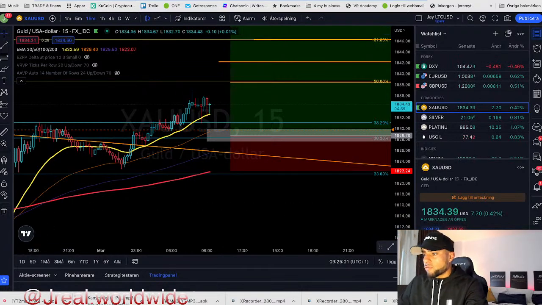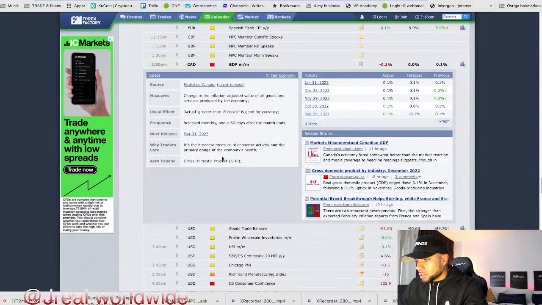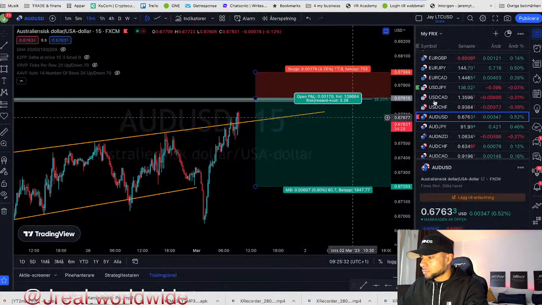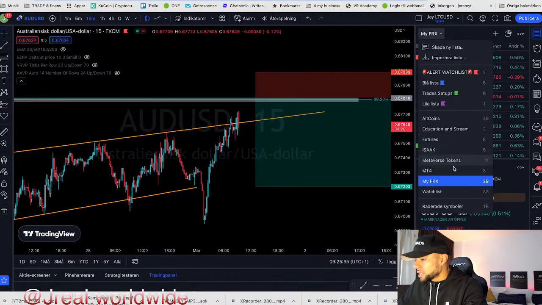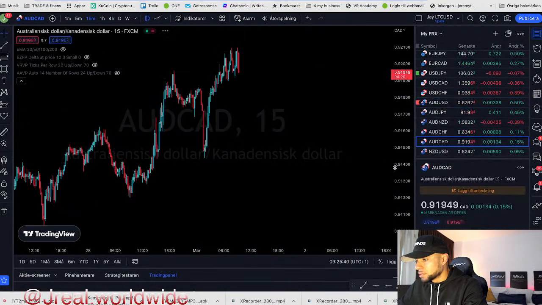AUD CAD. All right, let's look at the fundamentals first, because I saw that there was a folder for AUD CAD. Yeah, exactly. So we got this one. So let's see what it says. Same here. Actually, greater than forecast is good for the currency, and we had lower than forecast. Same thing. So CAD should drop from this news. And this is the GDP reading. Let's go to AUD CAD. Oh, sorry, already there. AUD CAD. Where is it? There it is.